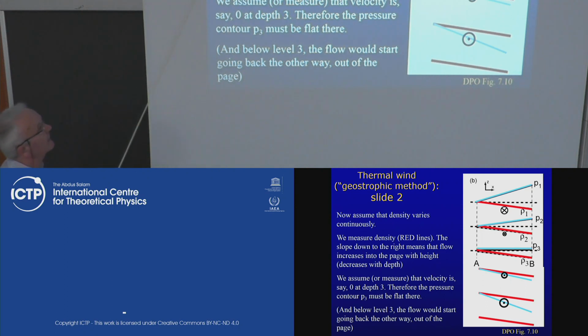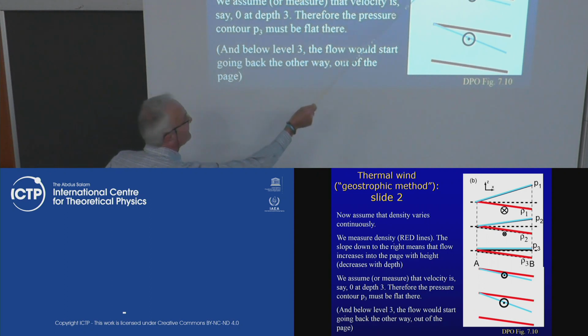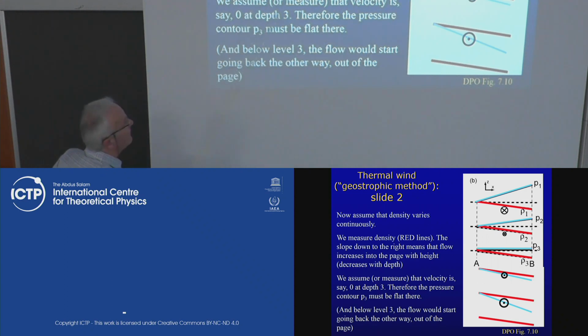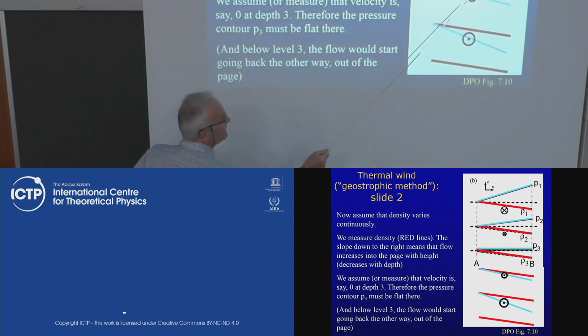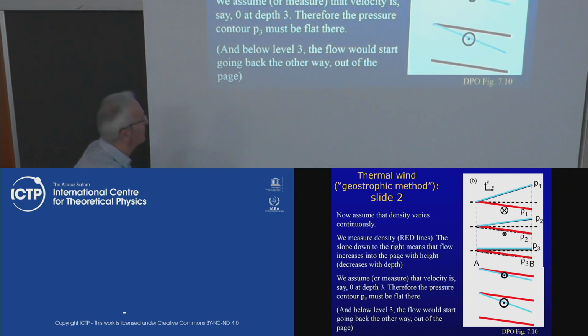Obviously, if we assume that density varies continuously, we measure density at the red line. The slope down to the right means that flow increases into the page with depth. We assumed or measured that velocity is, say, 0 at depth 3. Okay, where depth 3 is here. Therefore, the pressure contour must be flat. So you can see the pressure, and below level 3, the flow should start going back the other way, out of the page.